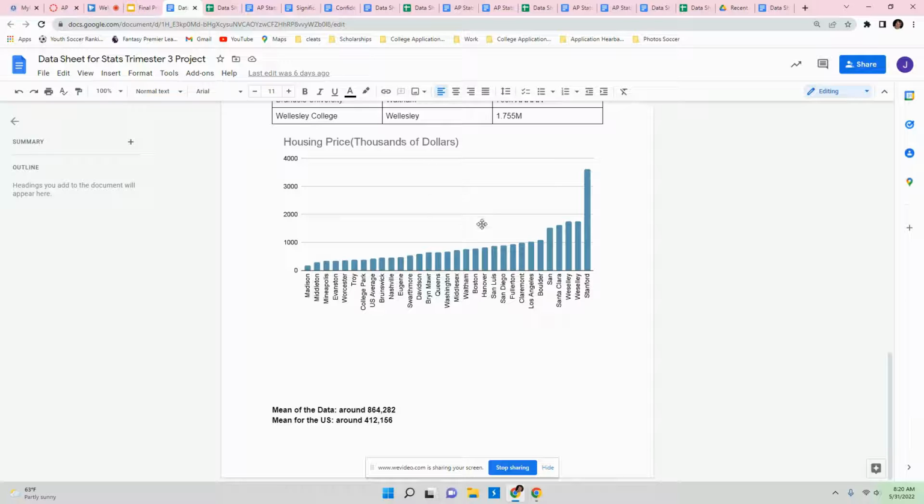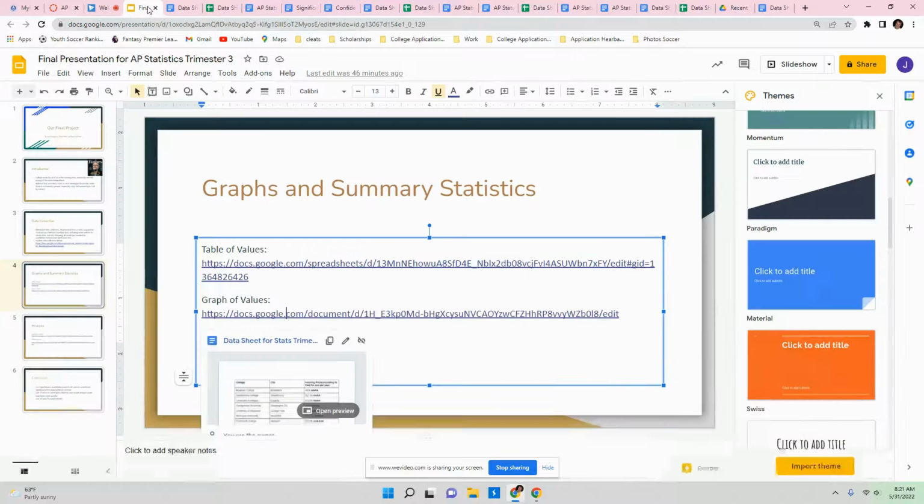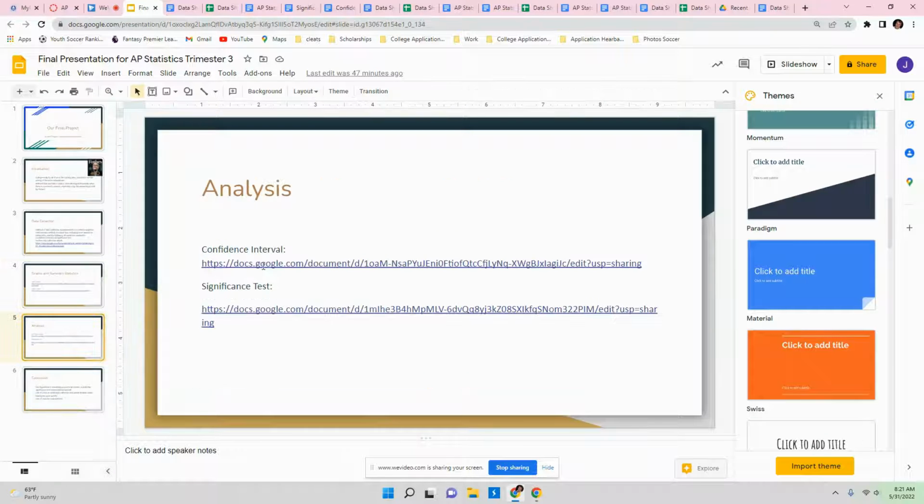Other values we found were the mean being about 850, the standard deviation being about 120,000, the minimum being 175,000, the Q1 being 412,000, the median being 664,000, the Q3 being 990,000, and the maximum being 3,620,000. So we'll move on from that, go to our analysis, confidence interval here.